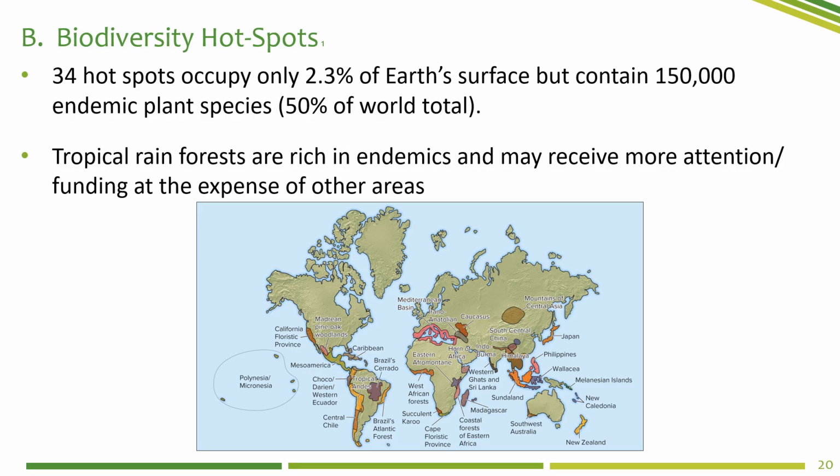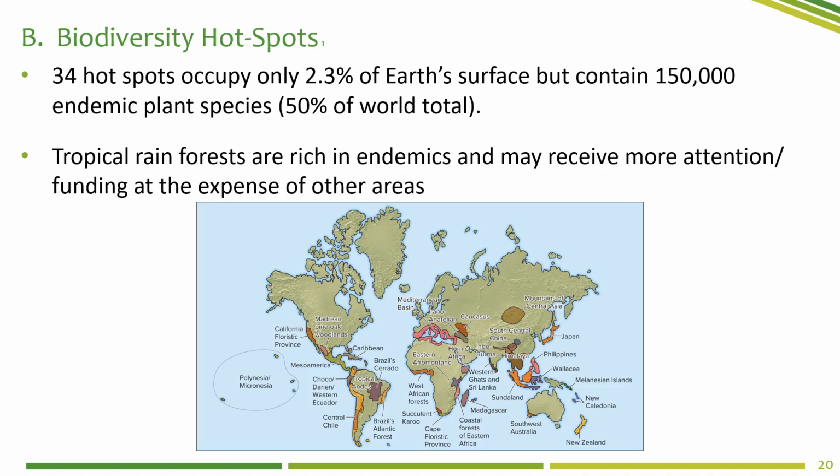So there are 34 hotspots. You can see them in different colors around the globe here. Again, most of these are in our tropical regions, but these are going to be really unique environments that have a huge number of species.